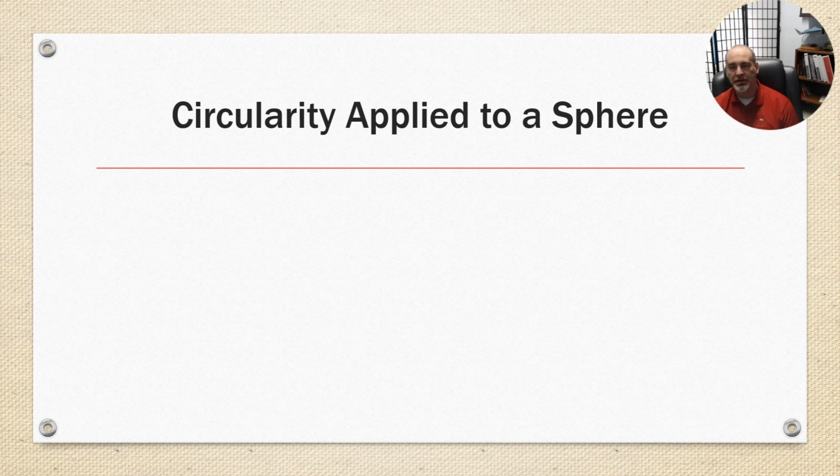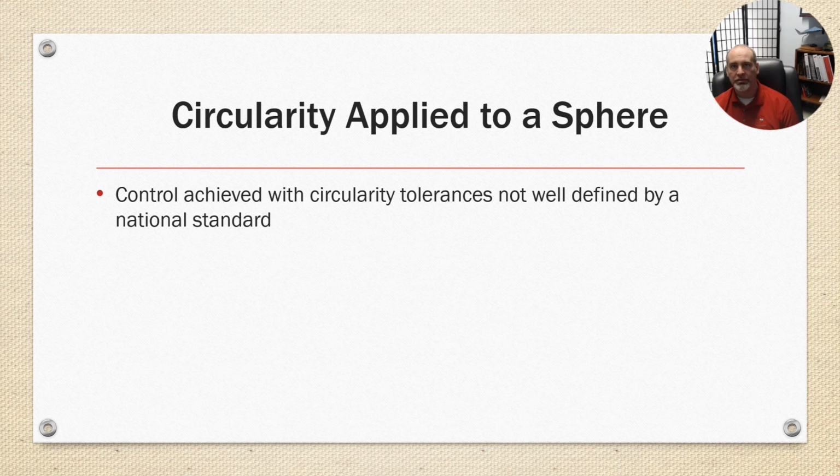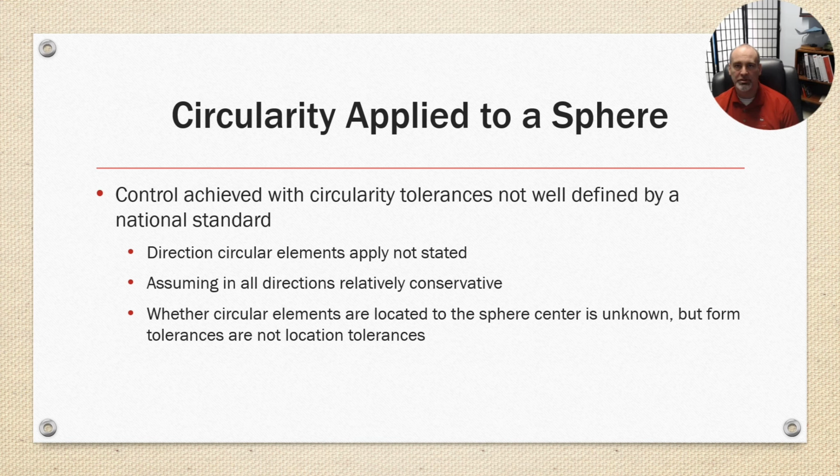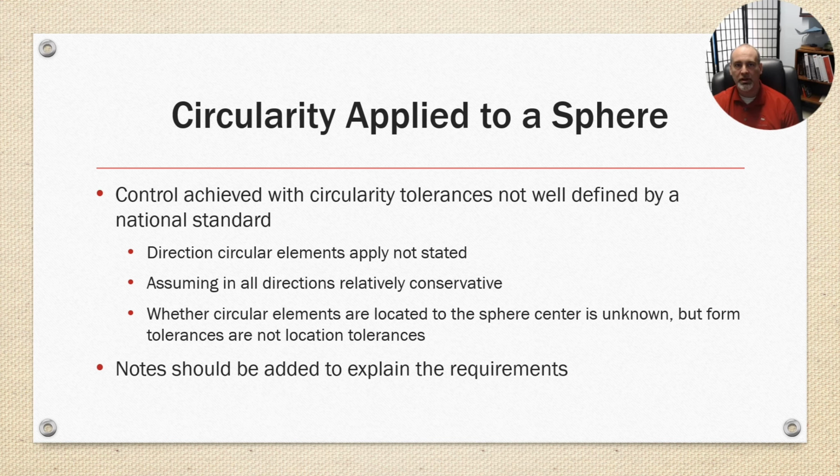Circularity applied to a sphere. The control achieved with a circularity tolerance is not well defined by the national standard. The direction in which circular elements are applied is not stated, so assume all directions, which is relatively conservative. Where the circular elements are located in relationship to the sphere is unknown, but form tolerances are not location tolerances. Notes should be added to explain the requirements, and the feature control frame is attached with a leader.